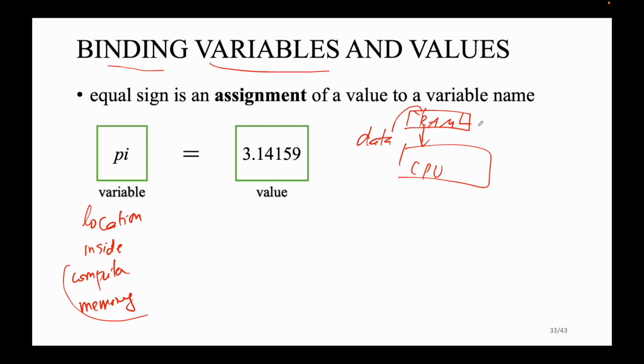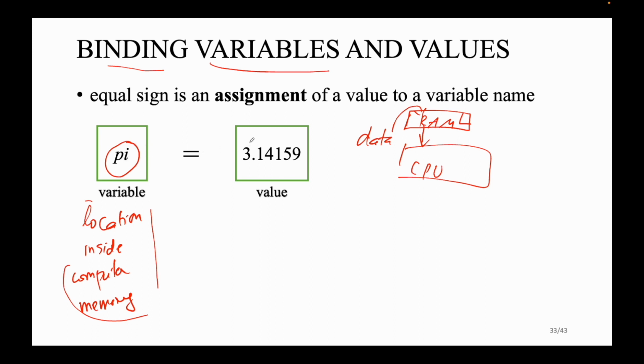Keep in mind that computer memory here is a very complicated definition. For simplicity, I will assume all the computer memory is inside RAM. We have a name here. Actually, this represents a location inside computer memory, and we give this location a name, pi.